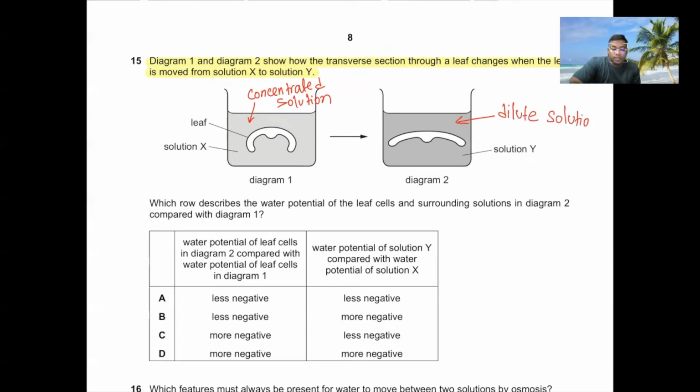All right. Now that part being clear, obviously the net movement of water from solution Y will be towards the leaf.